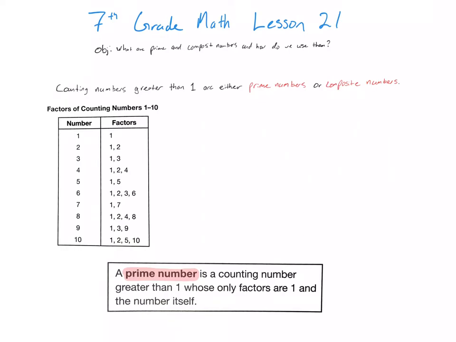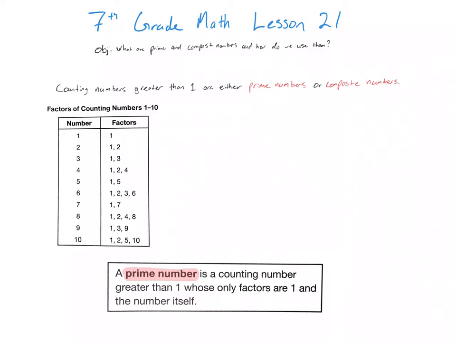So first of all, counting numbers greater than 1 are either prime numbers or composite numbers. Every number 2 and bigger we can classify as either a prime number or a composite number. And we determine which one it is by its factors. Now remember, factors are numbers that will multiply together to give you that number.